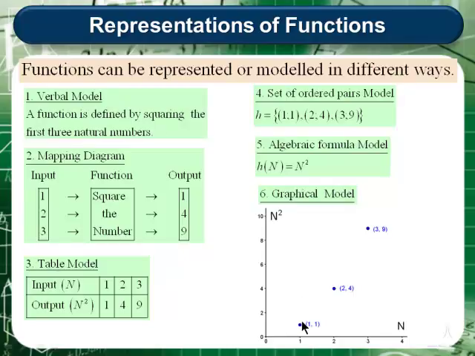Furthermore, I can draw a graphical model, which is often considered to be the best type of model or way to represent this function. As I mentioned before, n needs to be placed on the horizontal axis, while n squared needs to be placed on the vertical axis. And in this case, the function only consists of 3 ordered pairs. In between, there is nothing, because the domain is only the values 1, 2, and 3, while the range only consists of the set containing the values 1, 4, and 9.